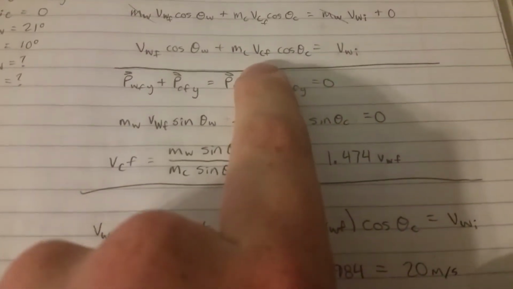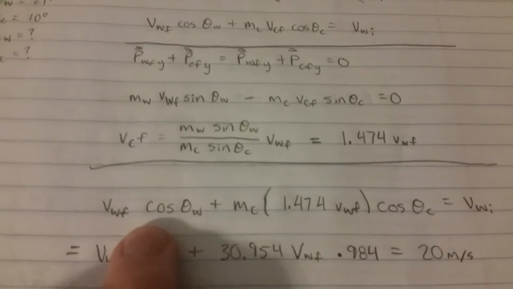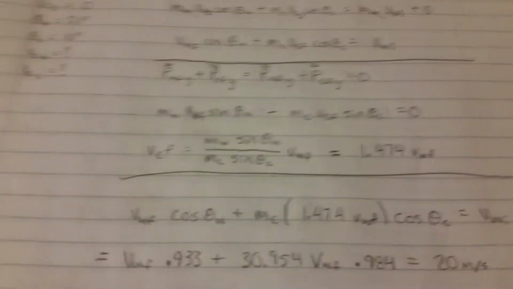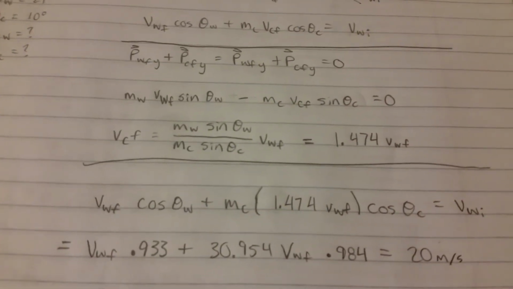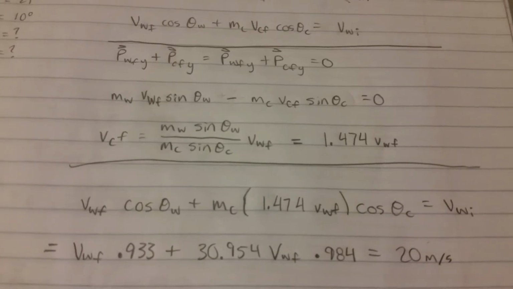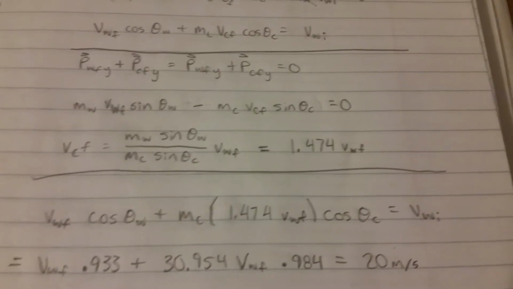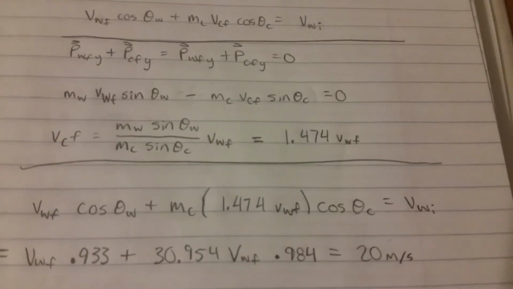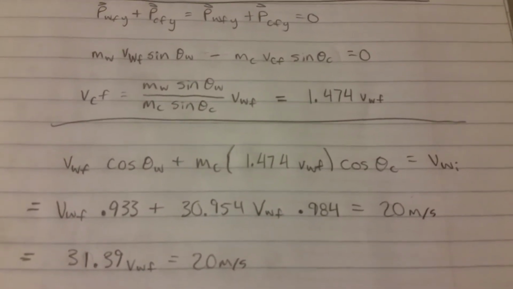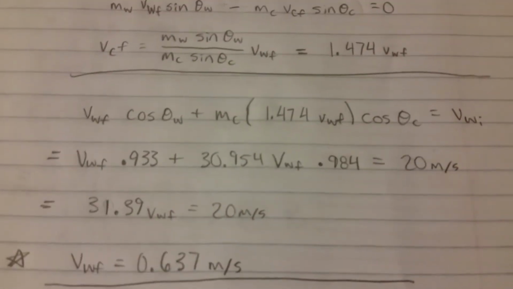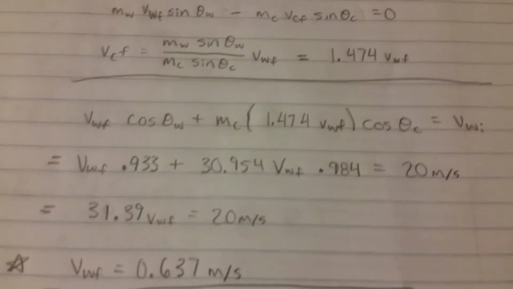So then we can come down here and plug those in. We can take this value and plug it into this equation, which gives us this. We have the final velocity of Wile times cosine of theta of Wile plus 1.474 times the velocity of Wile final times the cosine of theta of the cart equals the velocity of Wile initial. So we plug in our values and then solve for the velocity of Wile final, which gives us a value of 0.637 meters per second.